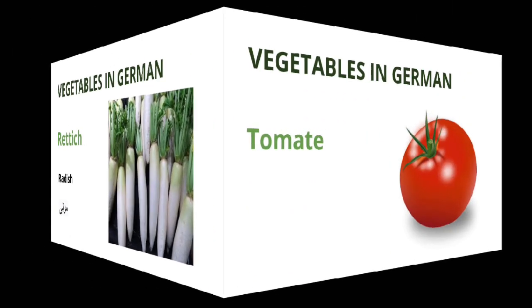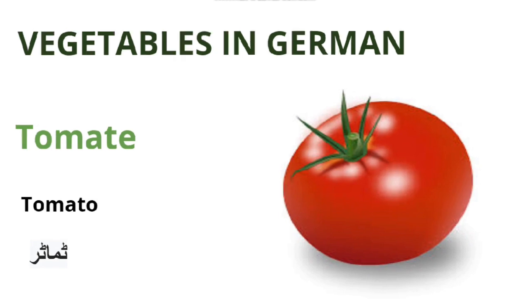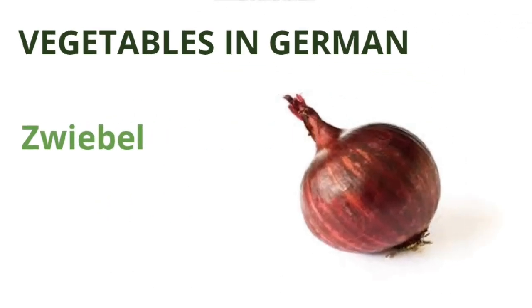That is the most common vegetable, Tomate. Tomate, which means tomato in English. Now move to the next vegetable, that is Zwiebel. Zwiebel in German language. In English it is called onion.